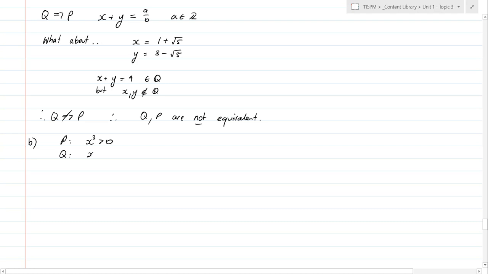Wait, what's the Q with the double line? A Q with a double line is rational. Are we going to need to remember that? Yes.